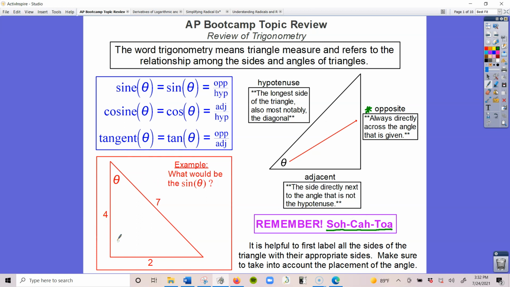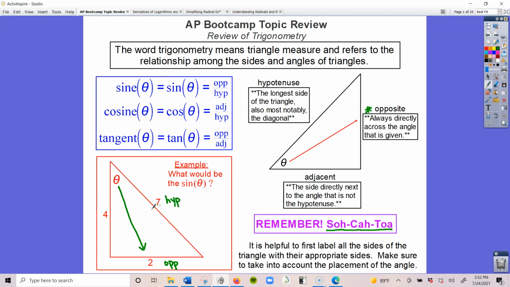So now we're going to look at this particular example. We have a triangle here with the side measurements given, and we're trying to figure out the sine of that particular angle. First, we're going to label all of these sides according to where the angle is located. So here's my angle, and the side that is directly across is the opposite. 7, as you can see, is the longest because it's longer than 2 and longer than 4. So this is the hypotenuse.